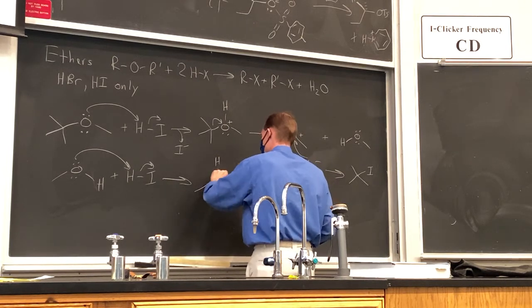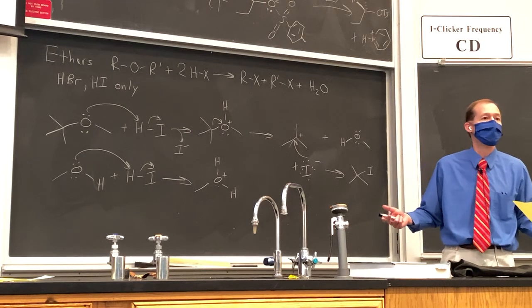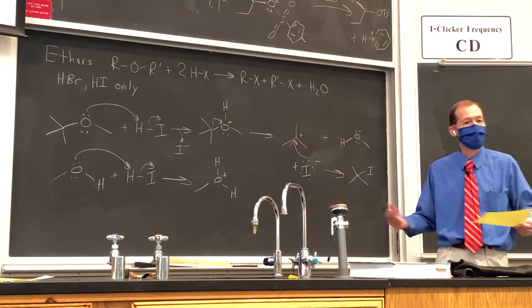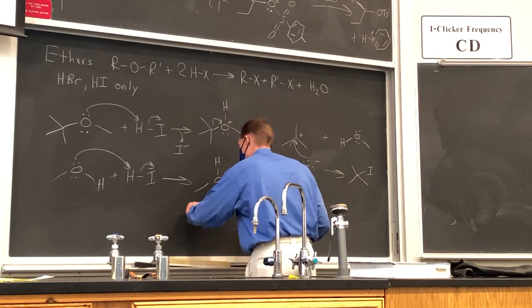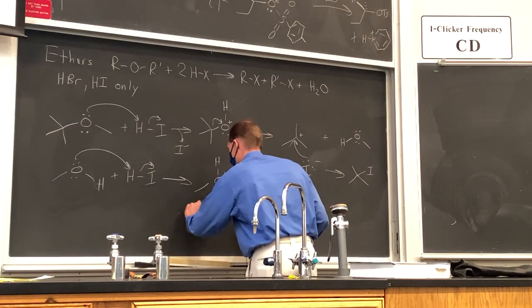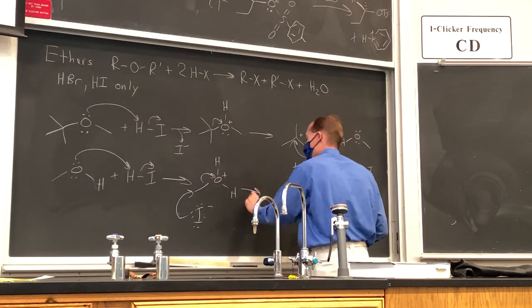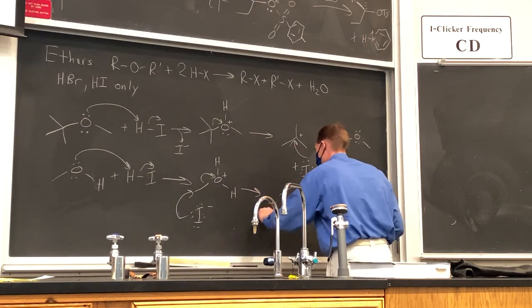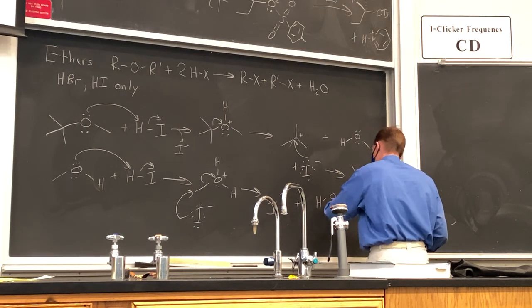Okay, this time, we cannot form a carbocation. A methyl carbocation would be even higher in energy than a primary carbocation. So that's not going to happen. But our iodide that we generated can perform an SN2 process, giving us iodomethane and then forming our water byproduct.